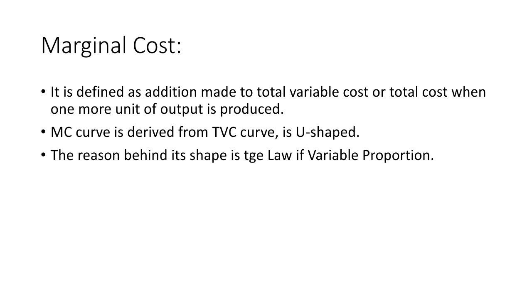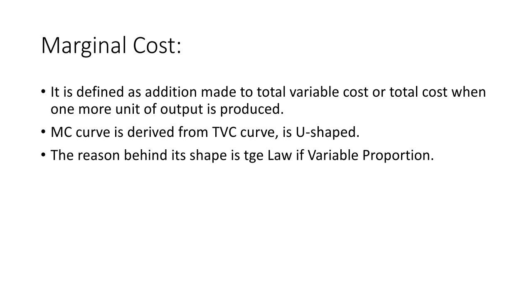Next we will see the third cost, that is marginal cost. Marginal cost is defined as the addition made to the total variable cost or total cost when one more unit of output is produced. The word marginal means the additional. So it shows the changes in the total variable cost or in the total cost when one more unit of the commodity is produced.